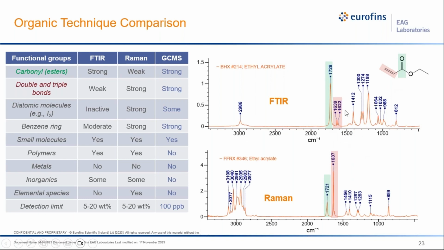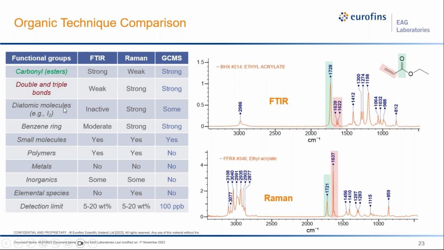In addition, we see that the double bond shown by FTIR between 1639 and 1622 is a fairly weak peak, but in Raman, it appears as a very strong peak at 1637. So you can see how the carbonyl versus the alkene functionality has different intensities in the FTIR versus Raman spectra. And so that's shown here in this table. In FTIR, the carbonyls are very strong, but in Raman they are weak. Conversely, double and triple bonds are weak in FTIR and strong in Raman.